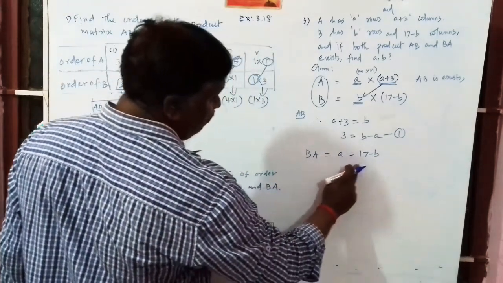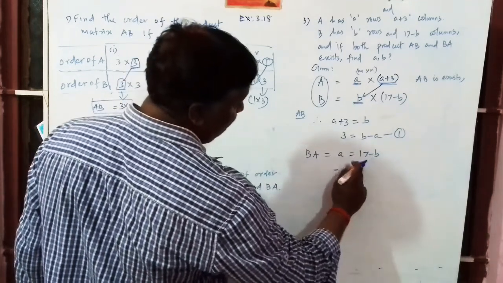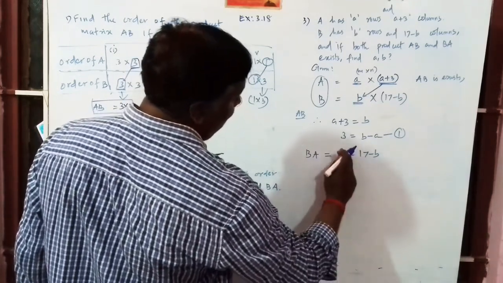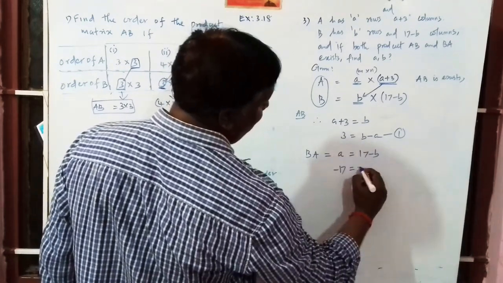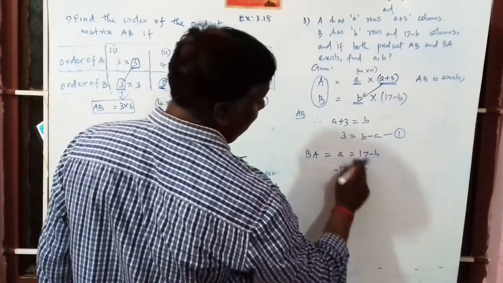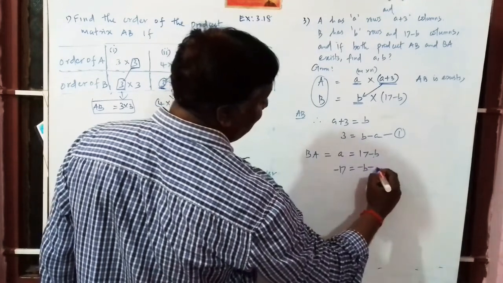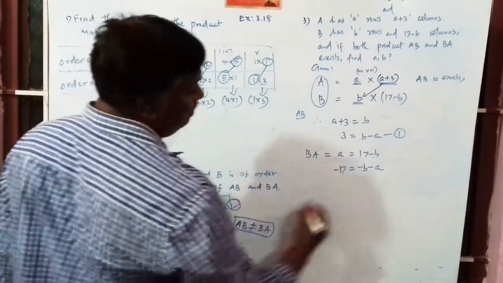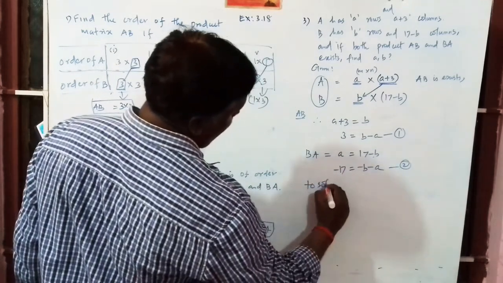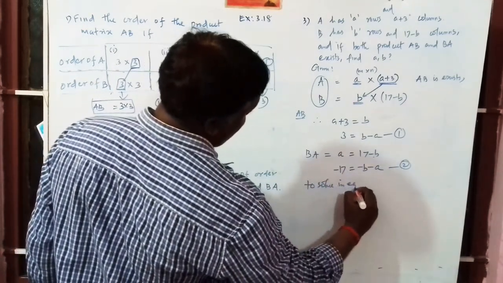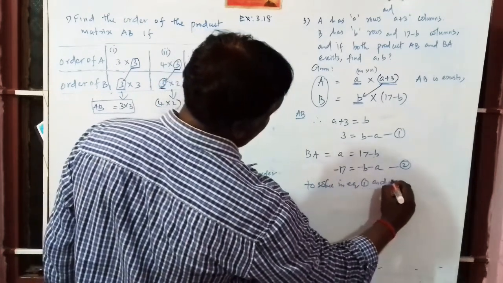This 17 comes to the other side with a negative sign. The positive sign becomes negative, minus 17. This A goes to that side, it is positive, goes to the right hand side. Minus B is there, plus A goes to the right hand side as minus A. This is the second equation. Now solve equations 1 and 2.